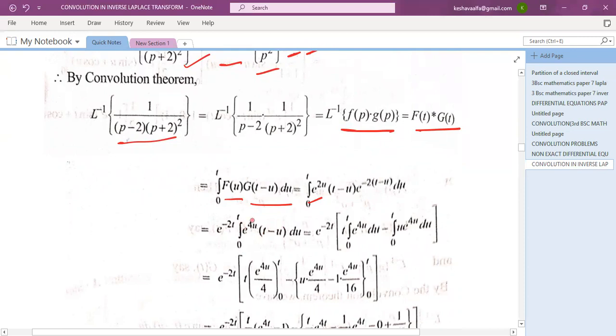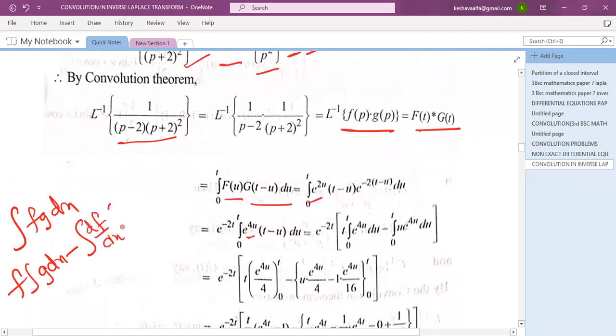So integral 0 to t, e power 2u, here also e power 4u, we get t minus u du. This is e power minus 2t. Using the product form, that is integral f g dx is equal to f into integral g dx minus integration by parts, that is f into integral g dx minus df by dx integral g dx whole dx.